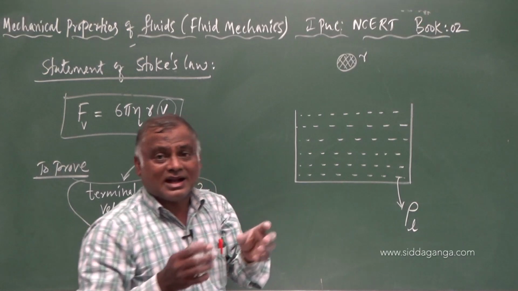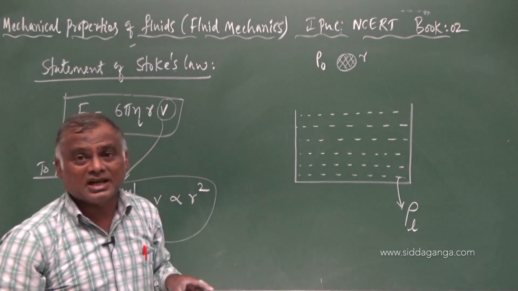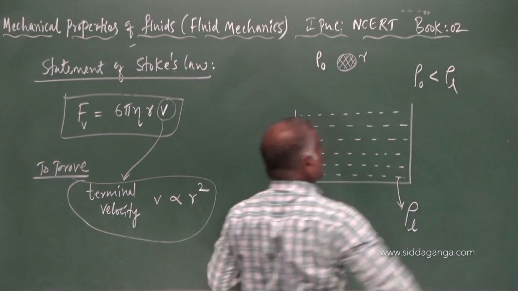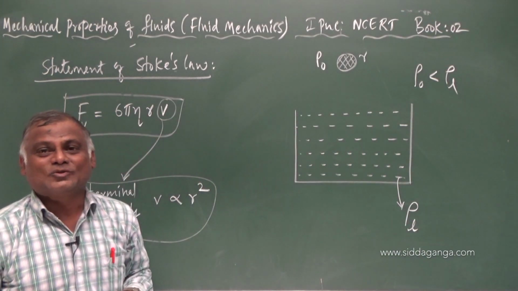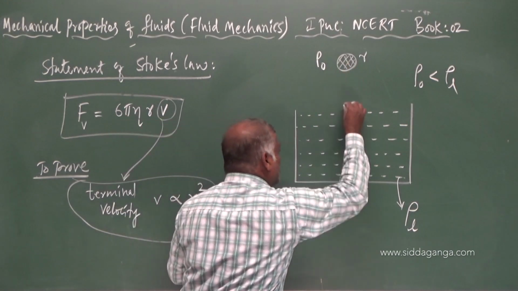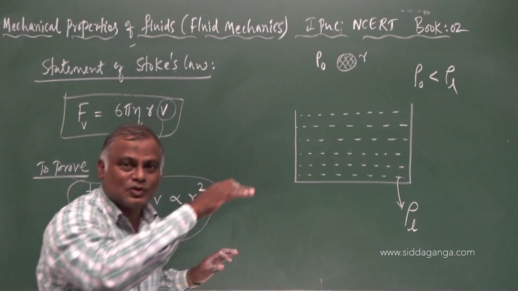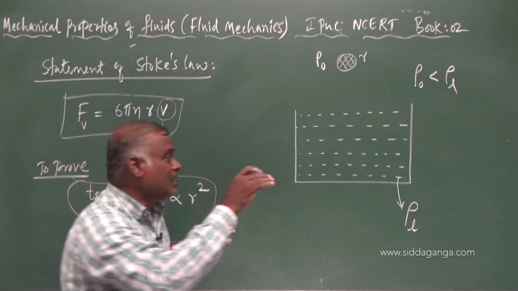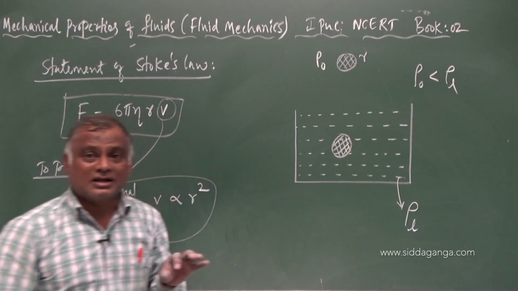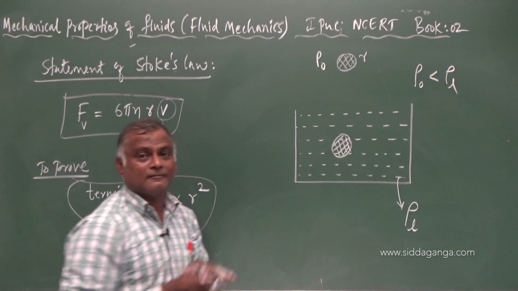And assuming that the density of the object, that is the spherical object, is less than the density of the liquid, what happens now? It floats. What happens when suddenly dropped? It will come down and move up. For a moment, the object will move up and down, slowly up and down. Finally, it comes to rest. It comes to rest when it is well inside the fluid.